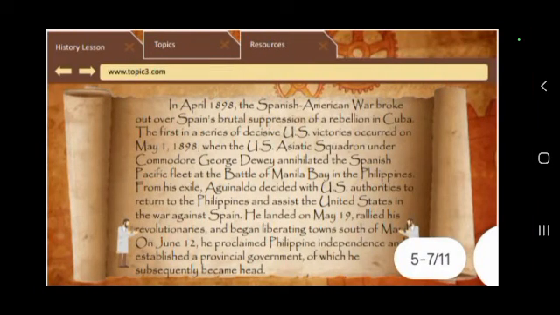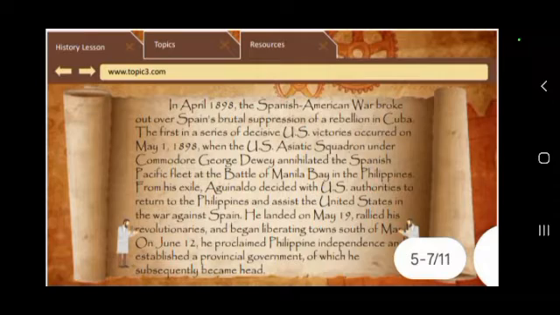In April 1898, the Spanish-American War broke out over Spain's brutal suppression of a rebellion in Cuba. The first in a series of decisive U.S. victories occurred on May 1, 1898, when the U.S. Asiatic Squadron under Commodore George Dewey annihilated the Spanish Pacific Fleet at the Battle of Manila Bay in the Philippines.